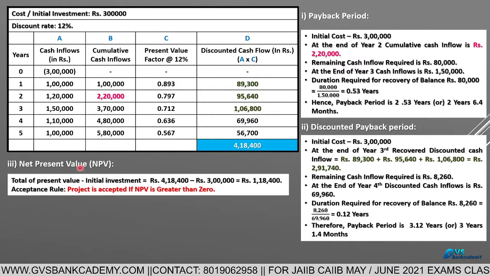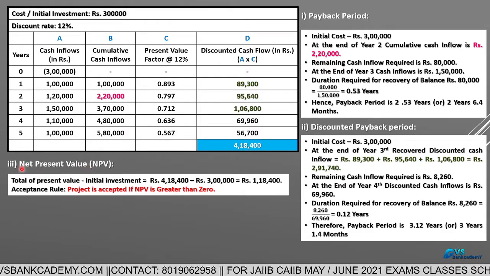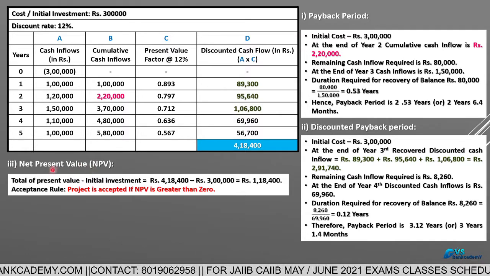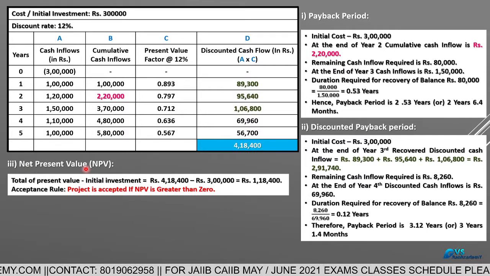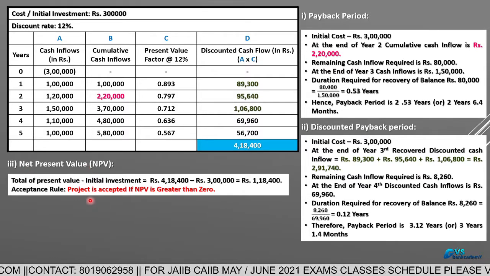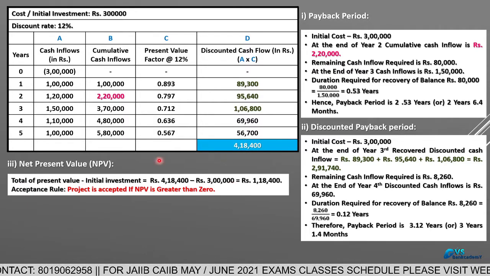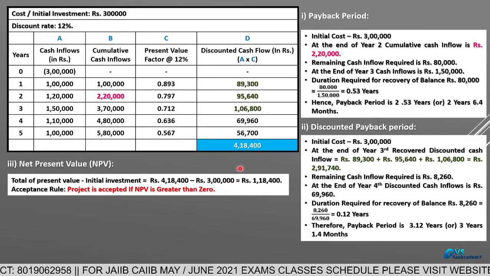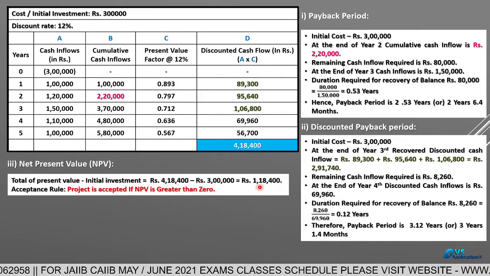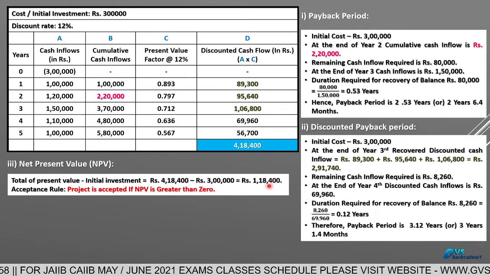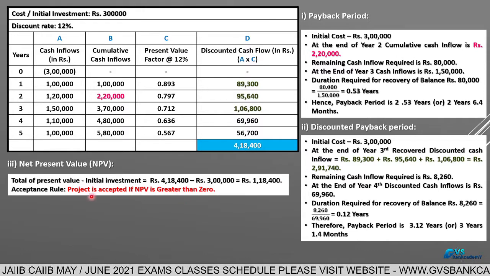Under the net present value concept, what is the acceptance of the proposal, either a loan proposal or an investment proposal? When you are deciding to invest or not to invest, the acceptance rule is: if the net present value is greater than 0, then we can accept the proposal, or we can sanction the loan, or we can invest in the investments. That's why the net present value is positive.